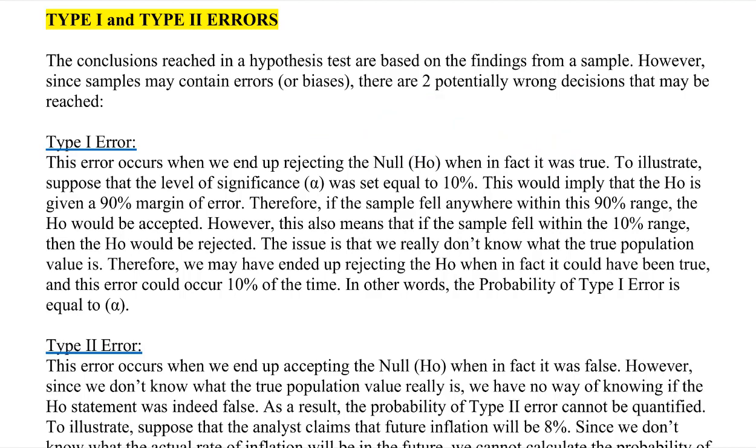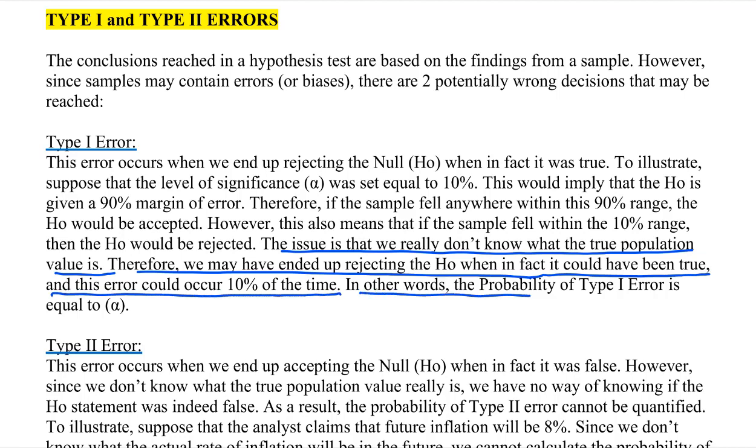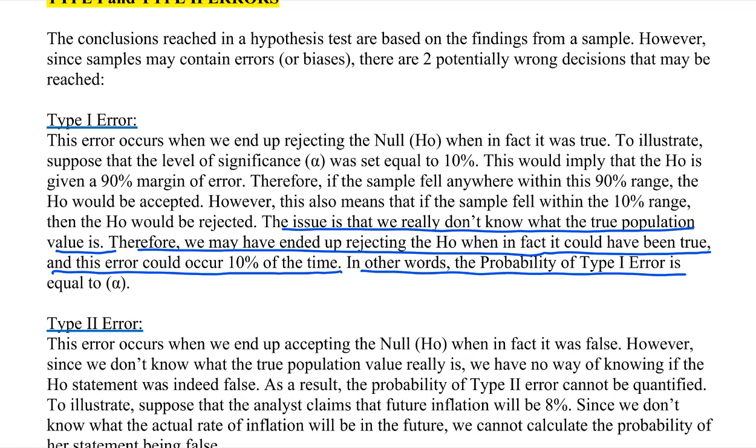As I explained before, the issue is that we really don't know what the true population value is. Therefore, we may have ended up rejecting the null when in fact it could have been true. And this error occurs 10% of the time. In other words, the probability of making a type 1 error is equal to the level of significance, which in our case was 10%.